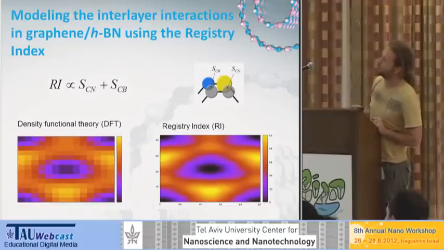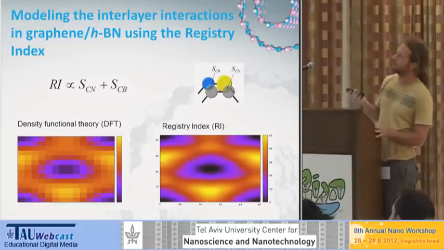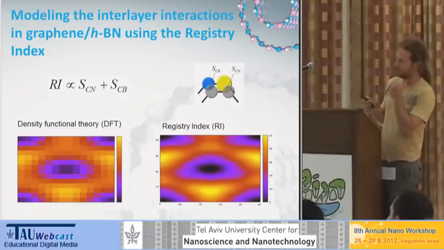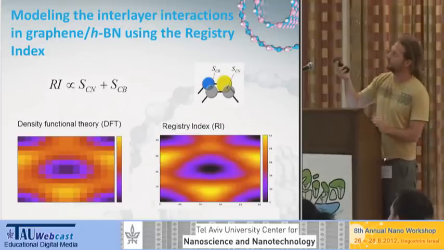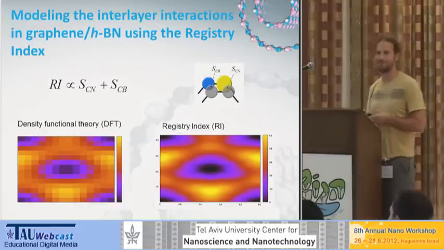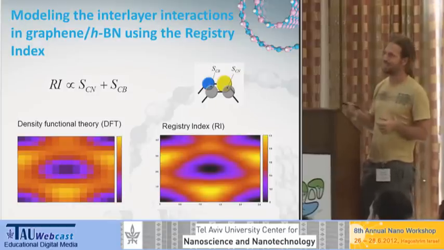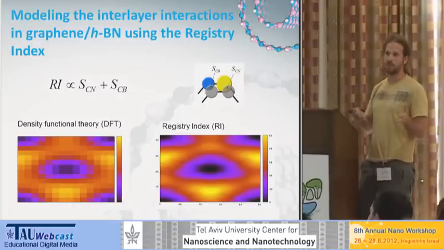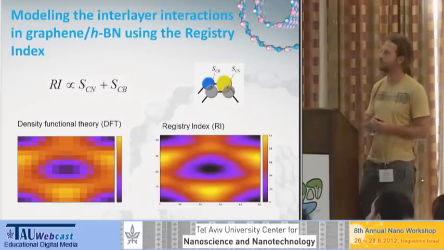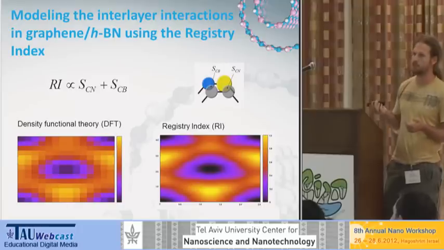So what we did, we developed a model which measures the interlayer corrugation in layered materials. We wanted to measure the same corrugation, but instead of graphene on graphene, hexagonal boron nitride on a graphene sheet. So we developed a simple model. We call it the registry index.